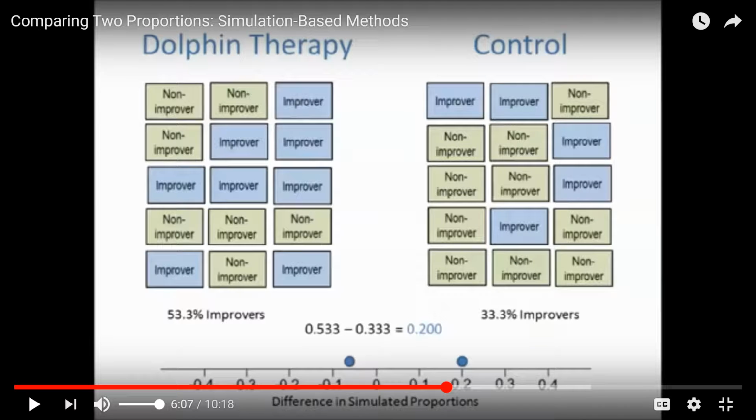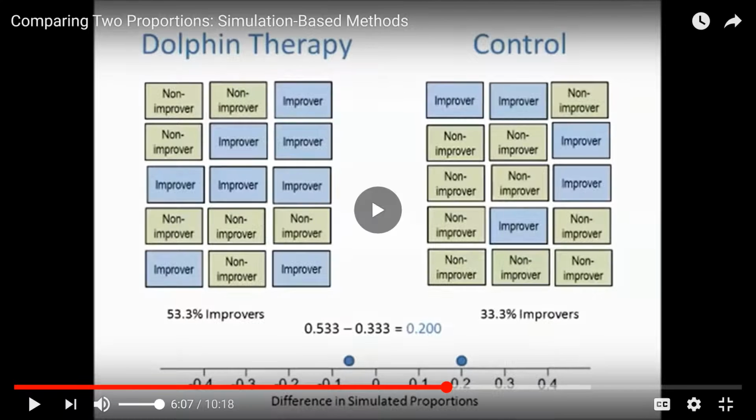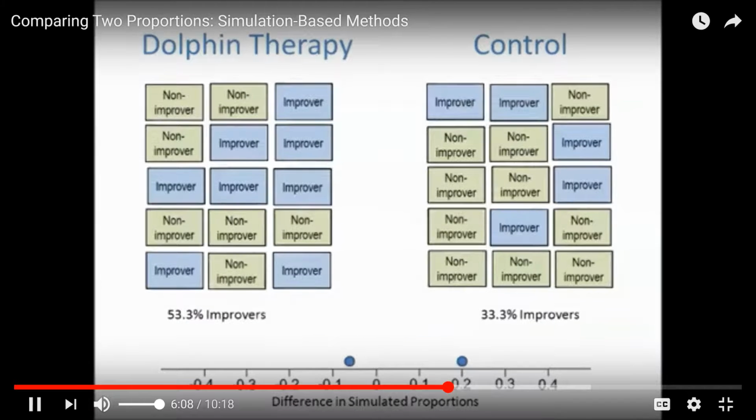What was our observed value before, when we actually separated them? What did we come up with? Point what? 0.467. We repeat this process again.